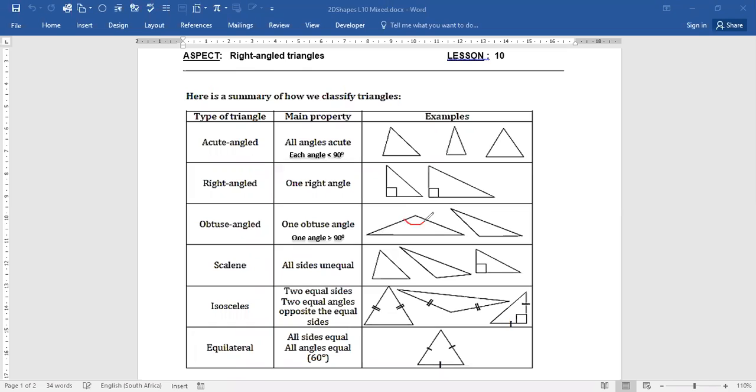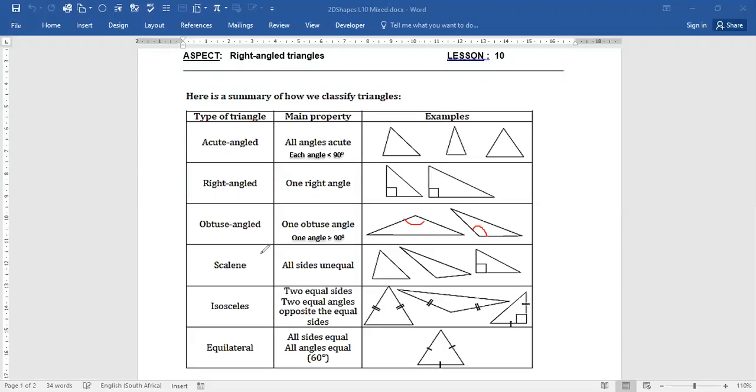There's a wider angle. So this angle here is greater than 90 degrees, as opposed to your acute angle triangle where all the angles are less than 90 degrees. Obtuse angle, one angle is greater than 90 degrees. So that's the measurement of the angles. So we can classify triangles as one of these three here.